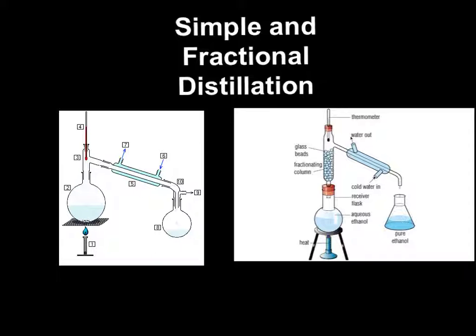It then travels up the system into the water jacket condenser, where a cooled environment is set up by the water that travels in and out of the condenser. This allows for the vapor to condense into a liquid form, and the liquid is collected. This is going to yield a more concentrated percent of ethanol than what we originally started with.